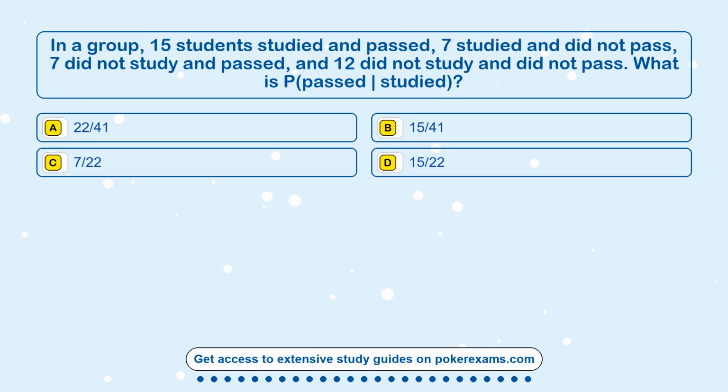Question 23. In a group, 15 students studied and passed, 7 studied and did not pass, 7 did not study and passed, and 12 did not study and did not pass. What is P, passed given studied? Option A 22/41. Option B 15/41. Option C 7/22. Option D 15/22.